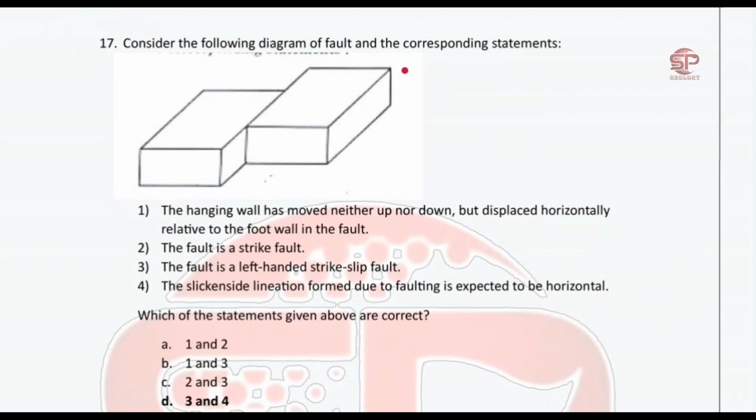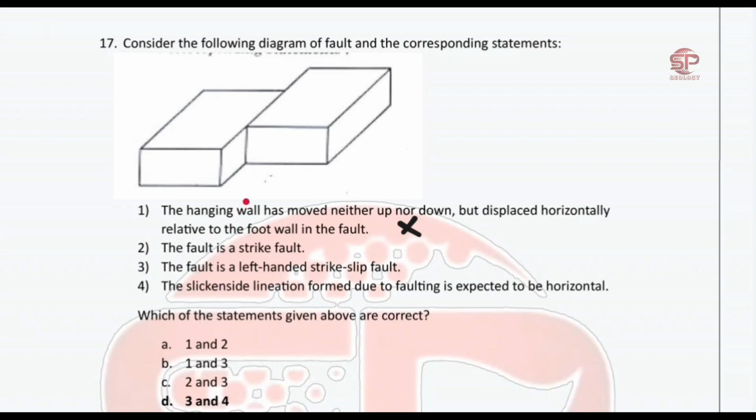Then also consider the following diagram of a fault and the corresponding statements. I think the hanging wall has moved up or down. It is a strike slip fault. So the fault plane is vertical. So in case of a vertical fault plane, there is no footwall or hanging wall. So this option will be incorrect. The fault is a strike fault. So there is no reference here. There is no bedding plane here. So we cannot say whether it is a strike fault or another type of fault.